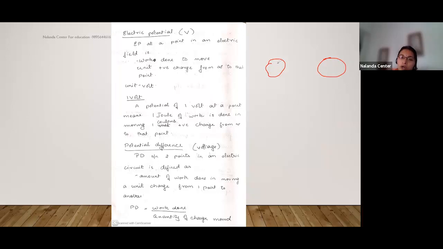The amount of work done in moving charges from one point to another. The work done term is there and the charge term is there. So, the amount of work done in moving charges from one point to another is known as potential difference. Potential difference is the reason why charges flow.